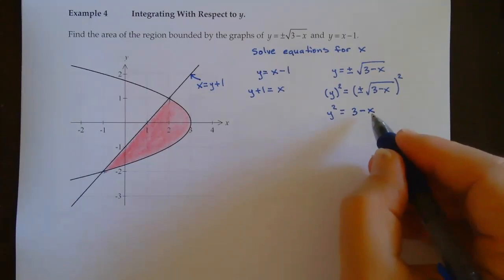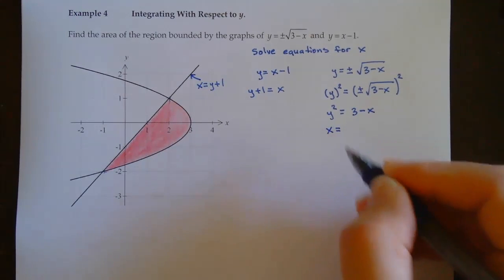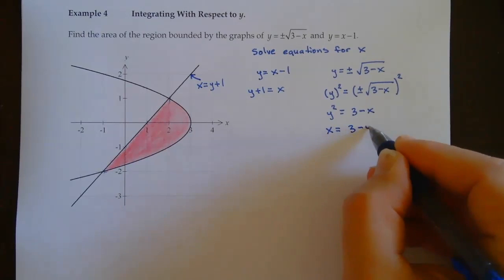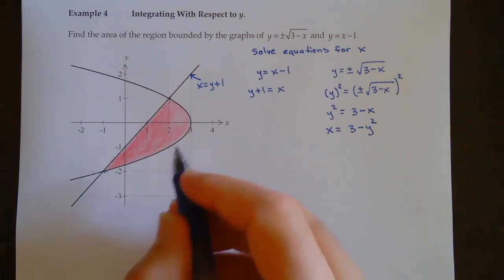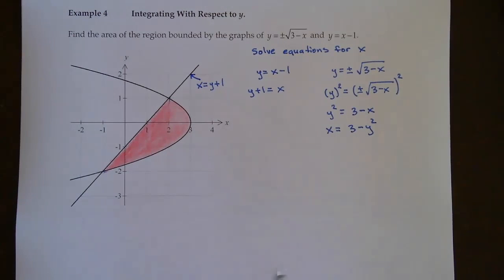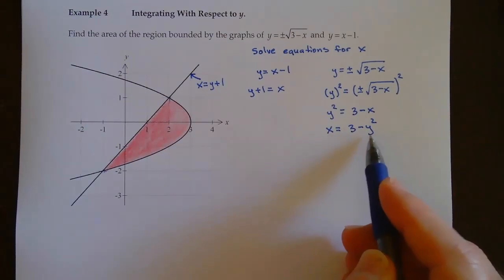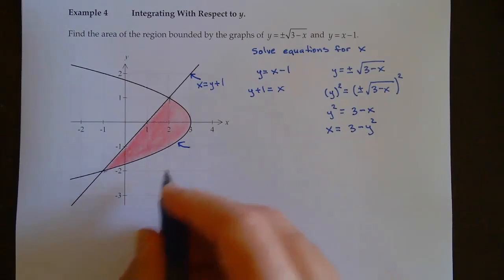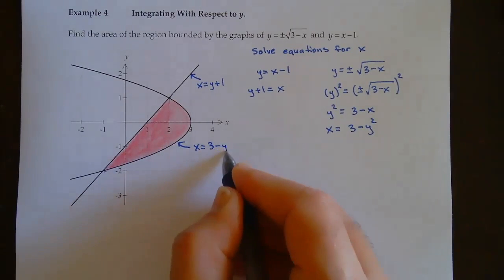Now I can solve this for x by moving the x over and moving the y squared over. So 3 minus y squared. See how this is now a function, but y is not a function of x; x is a function of y. So the new equation for this one is x equals 3 minus y squared.